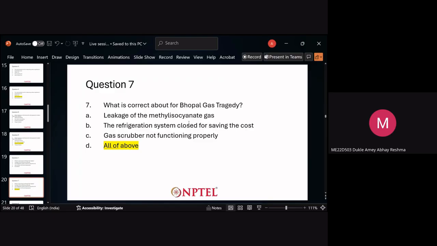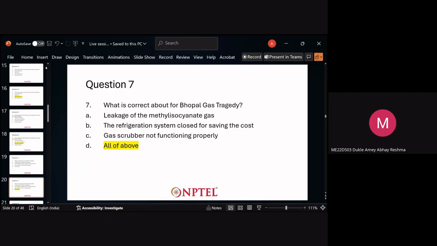Even people who are alive today are having respiratory issues. So it was one of the biggest tragedies of all time. The main cause of the tragedy was obviously the leakage of methyl isocyanate gas. But when the investigation was done, it was found out that they had closed the refrigeration system to save cost. Because of that, the heat generated by the gas caused a rupture of some wall.